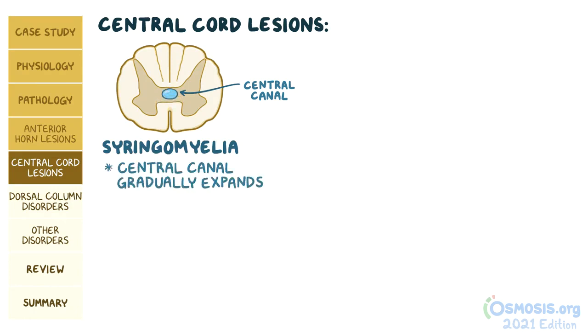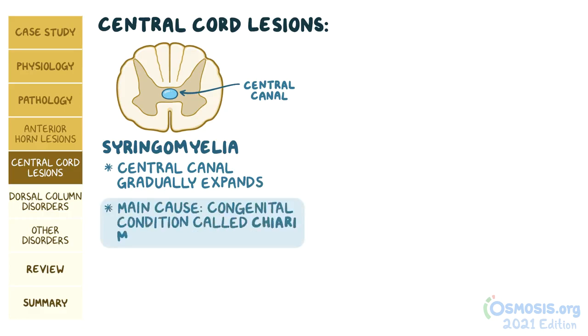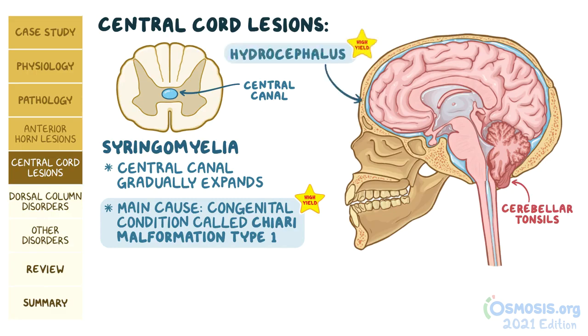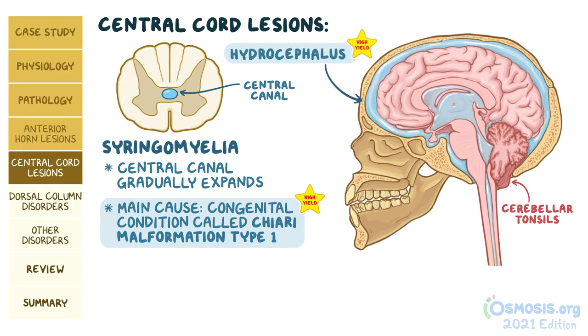For your exams, the high-yield fact is that the main cause of syringomyelia is a congenital condition called Chiari malformation type 1. In this condition, the cerebellar tonsils slip down into the foramen magnum, which is the opening at the base of the skull. Now, the hallmark of this malformation is hydrocephalus, which is an abnormal accumulation of cerebrospinal fluid in the brain.